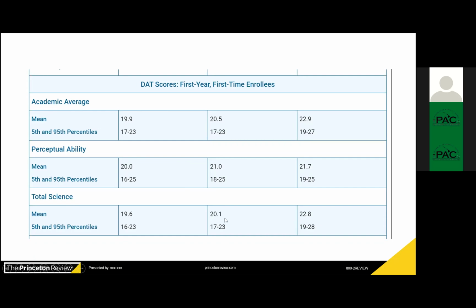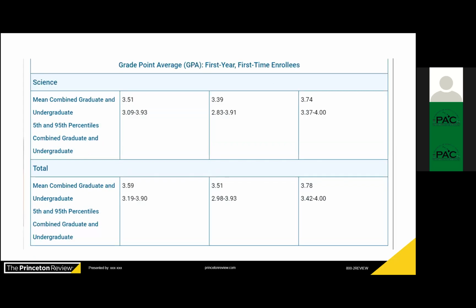So again, just do your research because you want to make sure that the schools you're applying to are a good mix of reach schools, safe schools, and maybe schools, basically. Okay, and then here's the average score, GPAs.